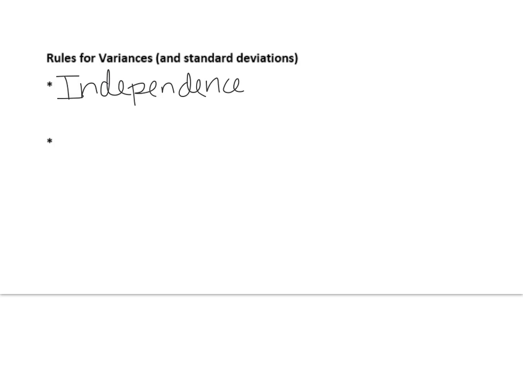Independence becomes a distinct issue. So this is going to be built into the formulas. If things are independent versus if things are dependent, they are going to operate slightly differently. So let's talk about if x and y are not independent.